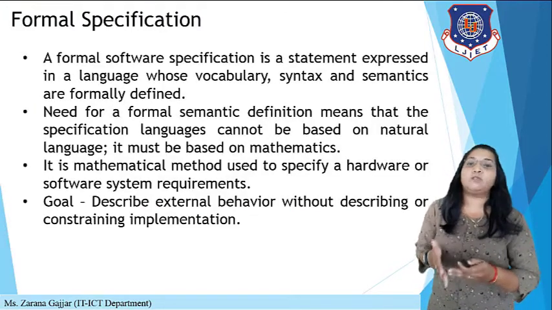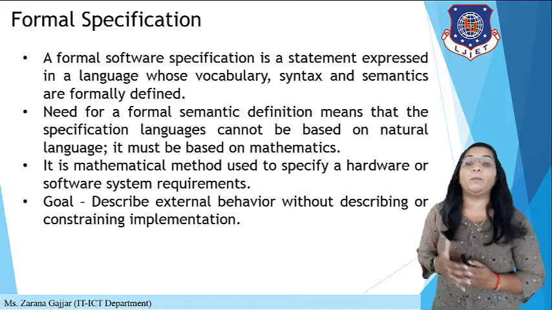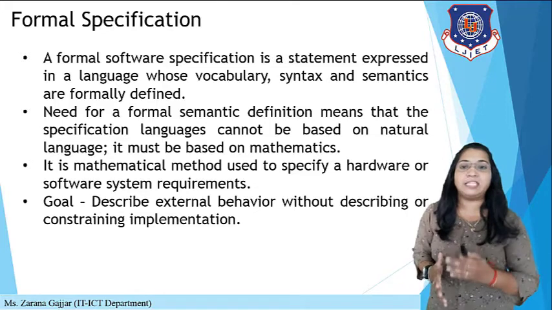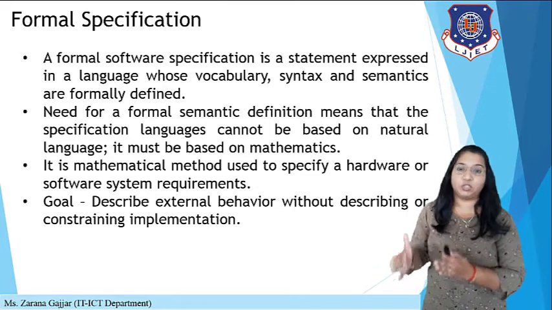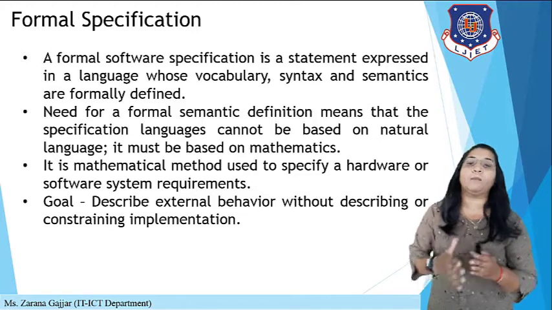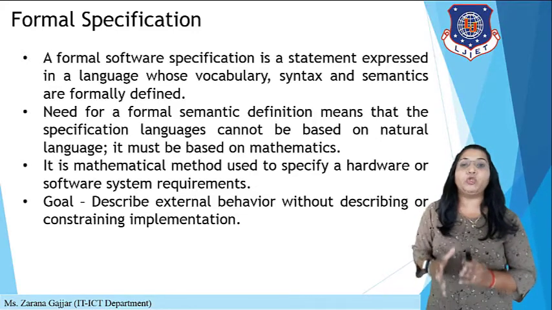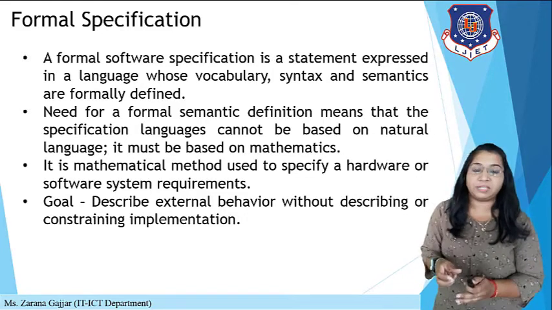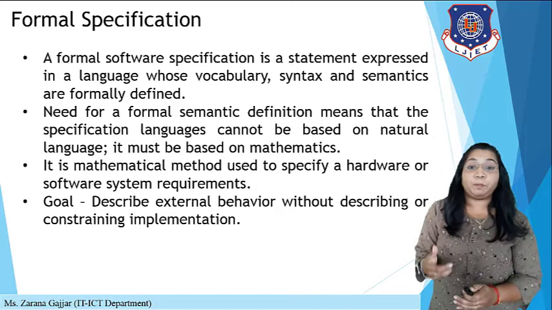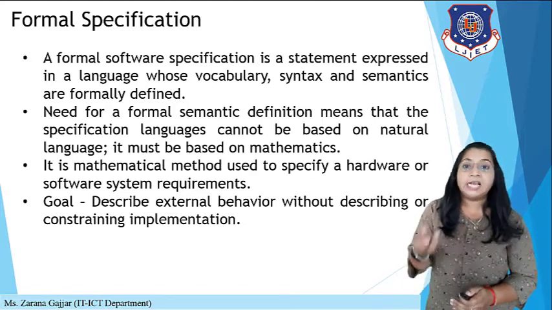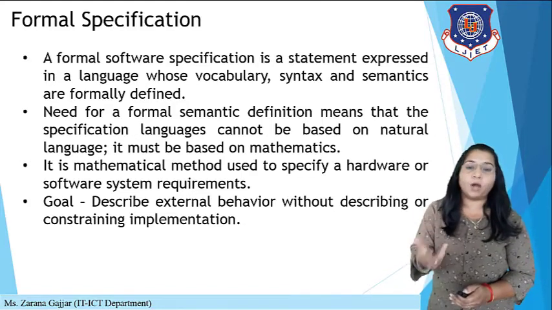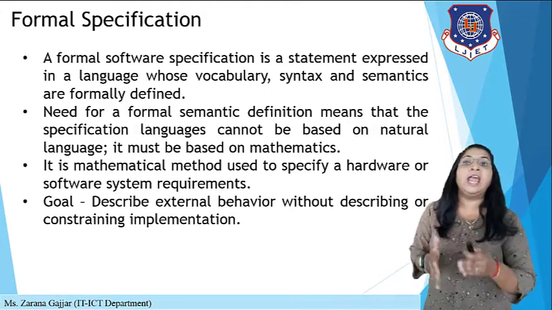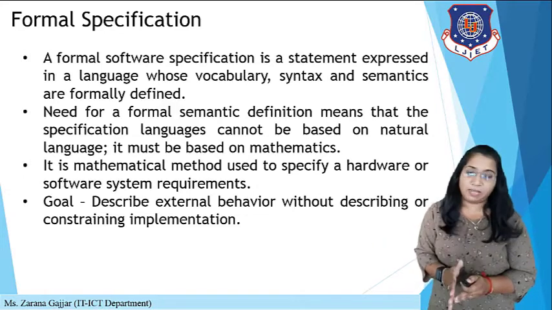So the first topic is formal specification. Now what do we mean by formal specification? Formal methods means formal languages are there, for example, English, Gujarati, Hindi. But we know that computers and software always understand technical terms. So a formal software specification is a statement expressed in a language whose vocabulary, syntax and semantics are formally defined.